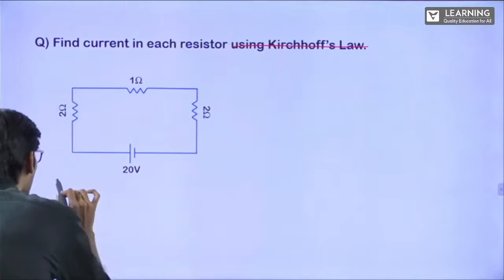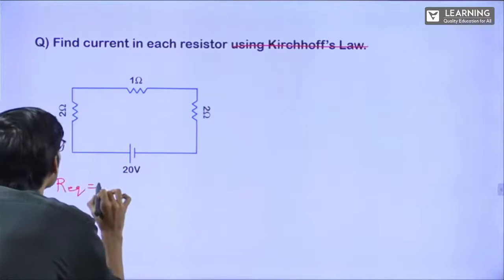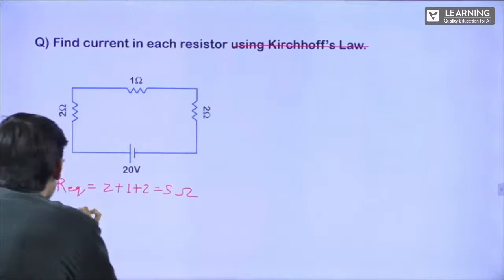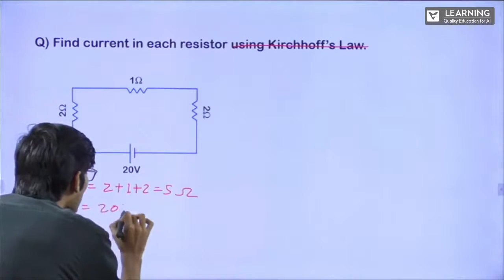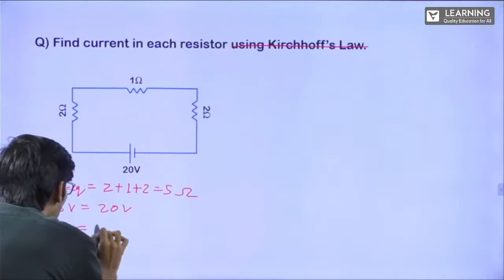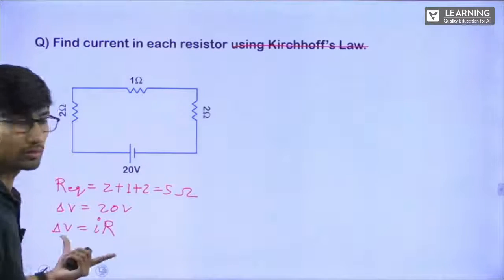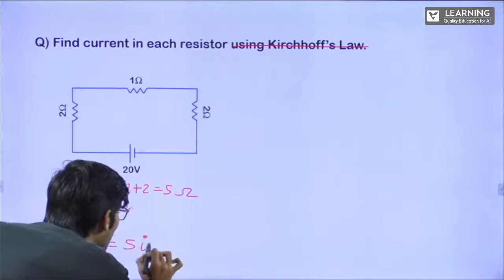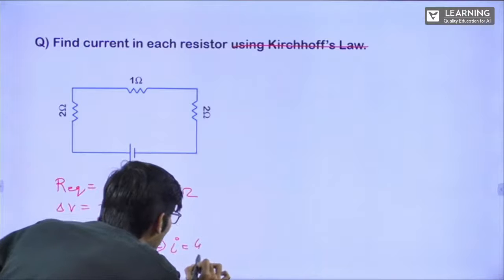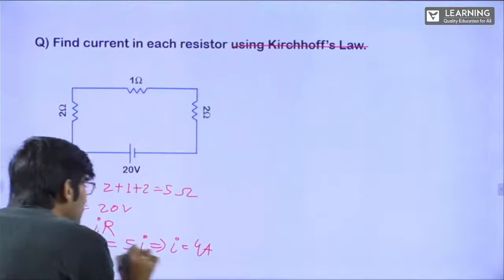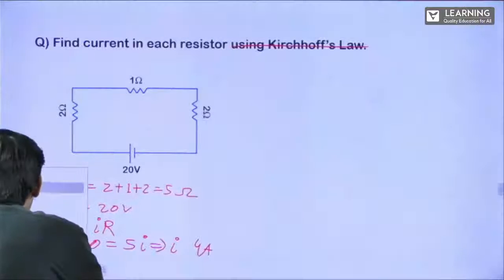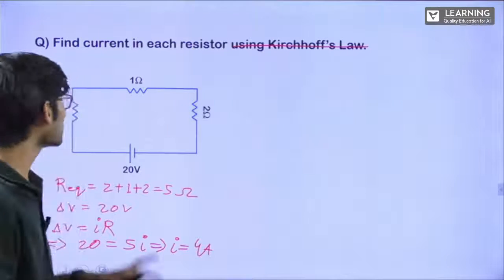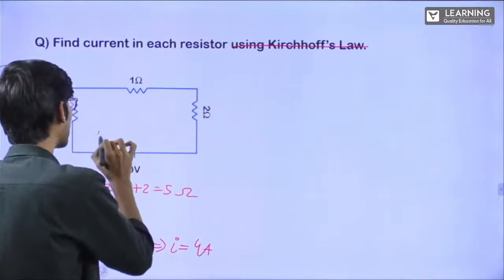See, R equivalent is equal to 2 plus 1 plus 2, that is equal to 5 ohm. Delta V is given to be 20 volt. Delta V is equal to IR, Ohm's law, right? From here, 20 is equal to 5 into I. From here, I is equal to 4 ampere, correct? If using Kirchhoff's law was not written, you would have done this way. 4 ampere. So that means the current is flowing like this as 4 ampere.